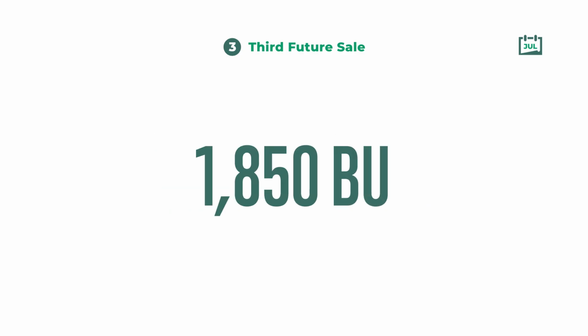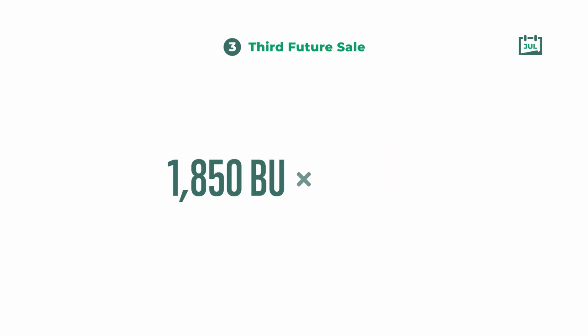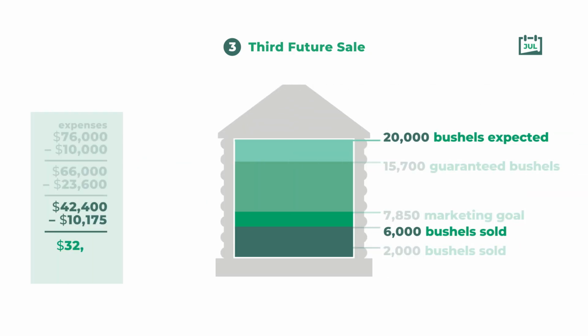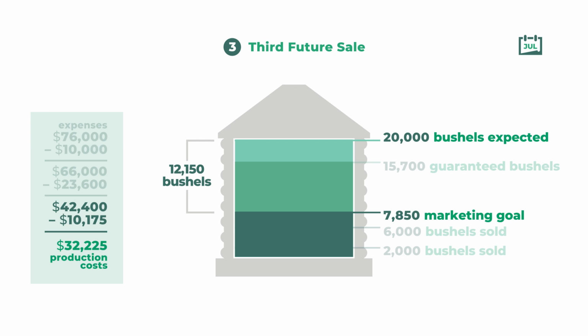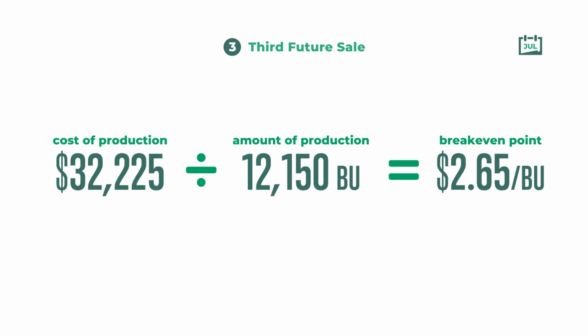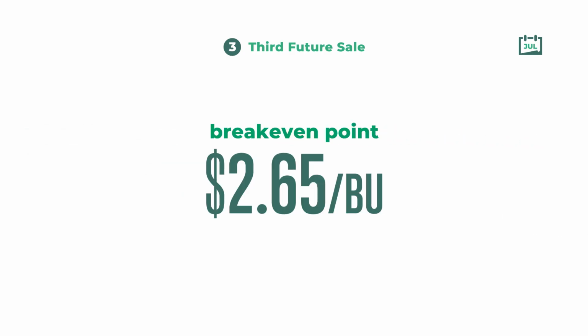To reach your goal of forward contracting 50% of your guaranteed bushels, you decide to contract 1,850 bushels to deliver in December at $5.50. Giving you a total of $10,175 in sales. Your total costs to cover comes down to $32,225, with 12,150 bushels left and an adjusted break-even of $2.65. At this point, if you sell your remaining bushels above $2.65, you'll still be making a profit.